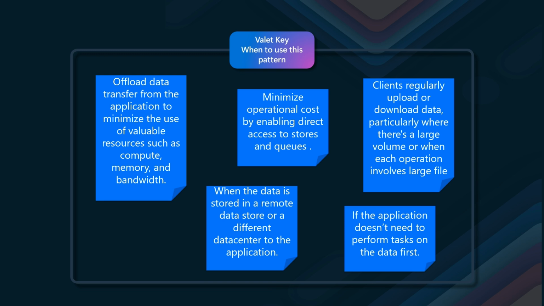Secondly, this pattern helps to minimize operational costs by enabling direct access to stores and queues. Direct access reduces the need for intermediary processing, thereby cutting down the operational overhead and making the system more cost effective.